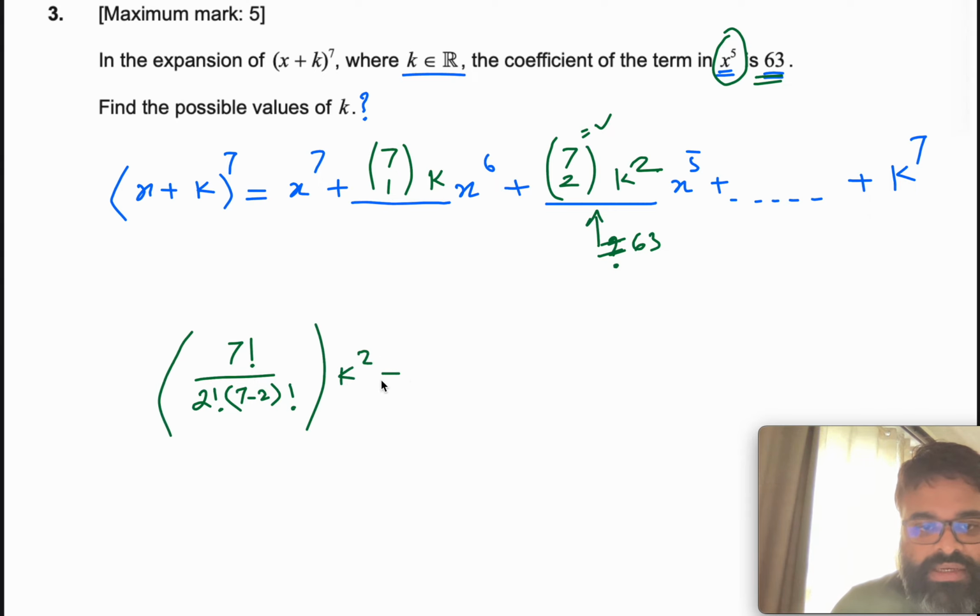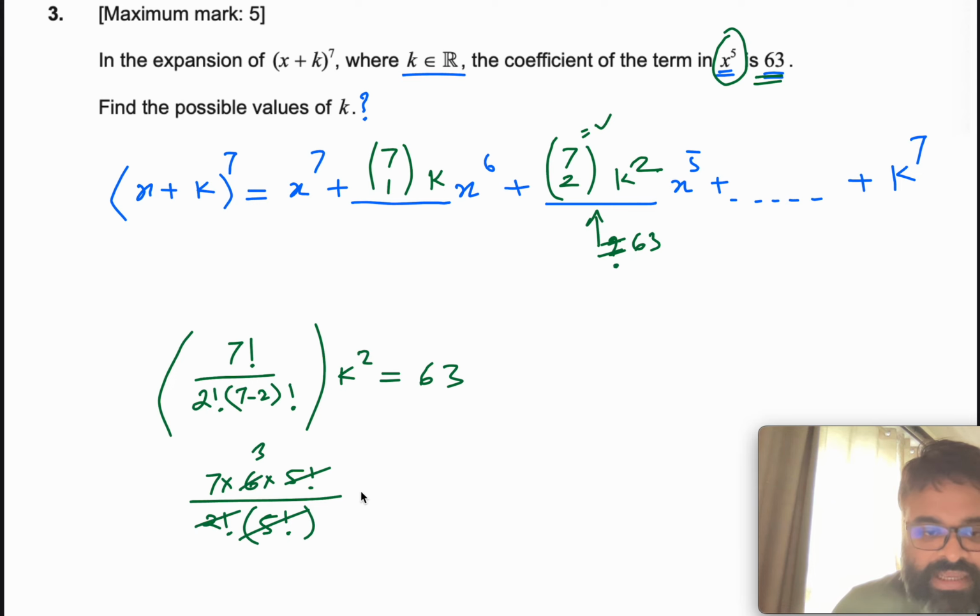And k square is equal to 63. Now let's simplify this. 7 factorial is 7 times 6 times 5 factorial divided by 2 factorial. 7 minus 2 is 5 factorial. This will cancel out, and 2 factorial will make this 3.